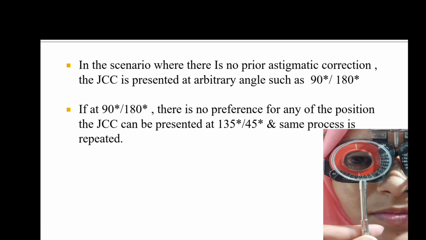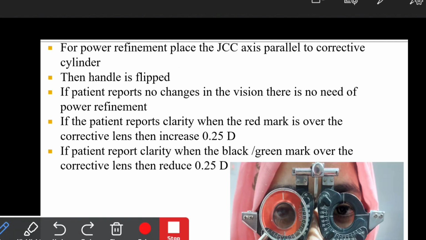If the patient prefers a flip position, one can then add a cylinder parallel to the respective axis chosen as the reference point. If at 90-180 degrees there is no preference for any of the positions, then the lens can be presented at 135-45 degrees and the same process is repeated. In the next step, we have to define the power of the cylinder.